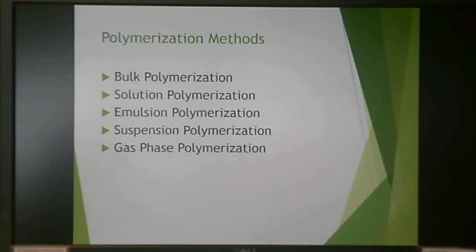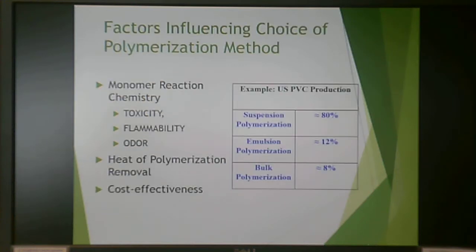Now there are different methods. You can do free radical or chain growth polymerization, or you can do step growth polymerization. You can do both of those in the bulk, or solution, or emulsion, or suspension, or gas phase. So these are different types of reaction setups in order to polymerize. There are different factors influencing the choice of polymerization method.